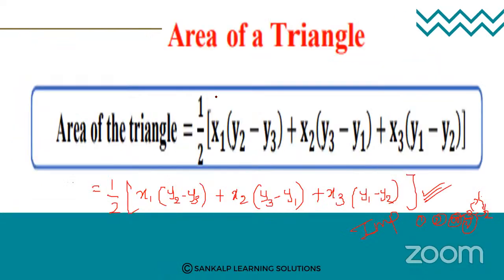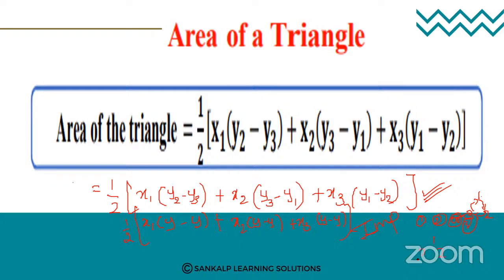Okay, next, area of triangle. What does the area of triangle say? 1/2 x1 into (y2 minus y3) plus x2 into (y3 minus y1) plus x3 into (y1 minus y2). Okay, how do we remember this? Write 1/2, write x1. Next, 1/2 x1 (y minus y), write x2 (y minus y), plus x3 (y minus y). Okay, next, what do we do?